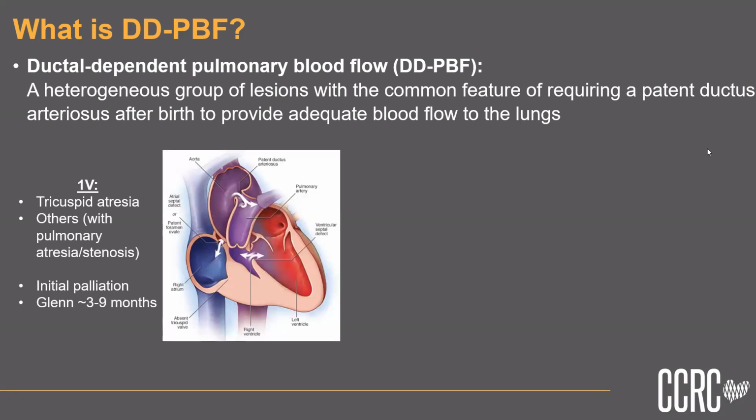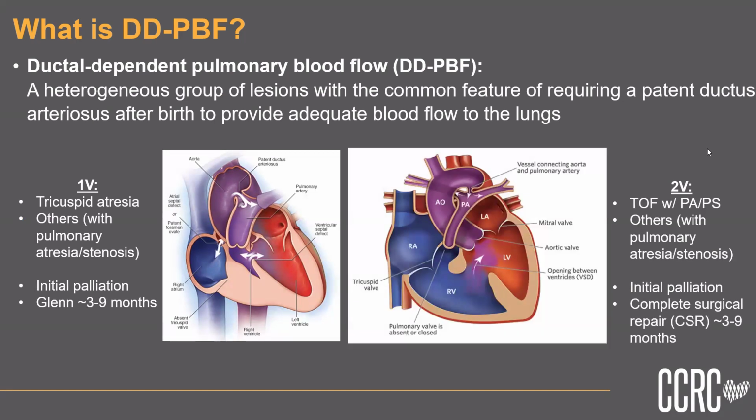And those are patients with a single ventricle. So for instance, the major one that we think of is tricuspid atresia. These patients will undergo some sort of initial palliation to maintain the blood flow to the lungs. And then at around, depending on your center, 3 to 9 months, they'll undergo a second stage, which is the Glenn or something similar, Hemi-Fontan. And then for our two ventricle patients, these are usually our TETs.